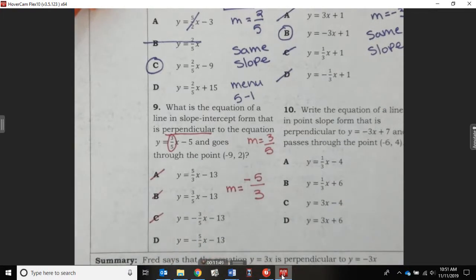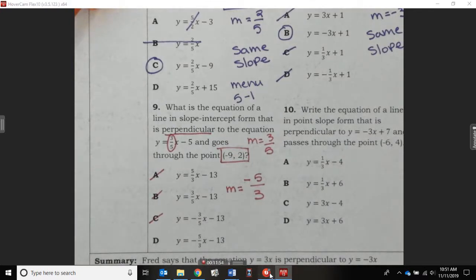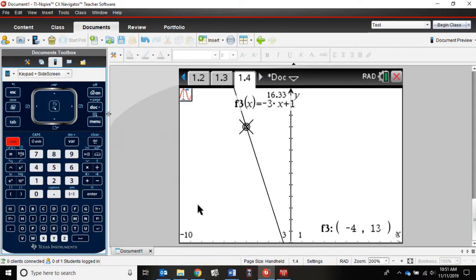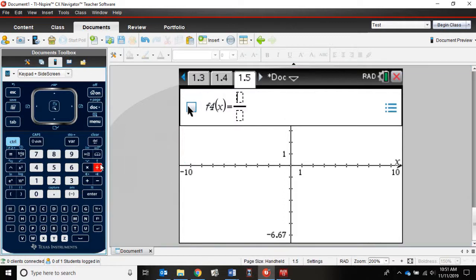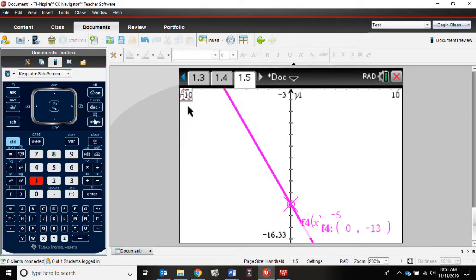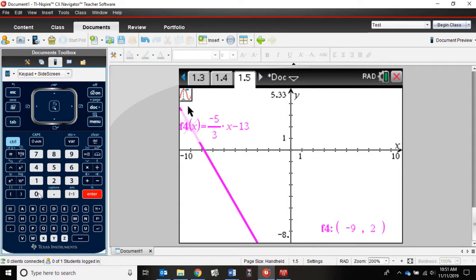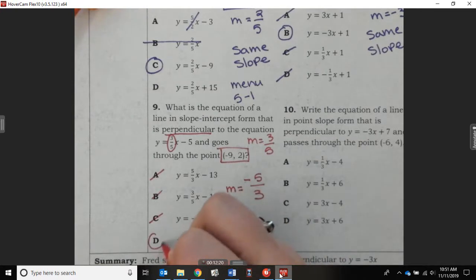But again, I want to check and make sure that it goes through this point, negative 9, 2. So I'm going to go to a new graph page and type in my equation, negative 5 over 3x minus 13, menu 5-1, and we are checking for the point negative 9, and it does in fact contain the point negative 9, 2. So D is in fact my correct answer.